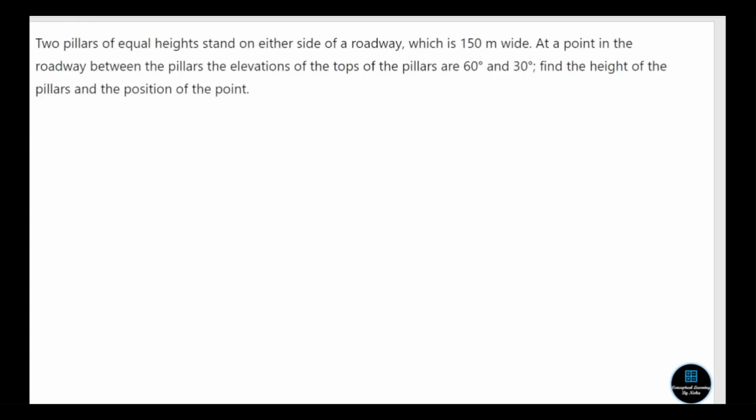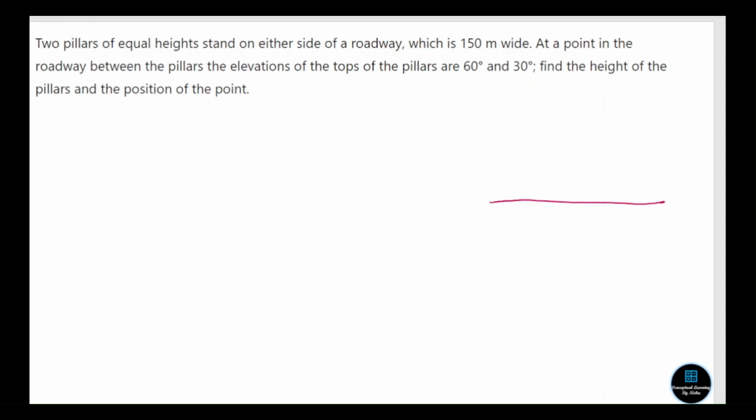Okay. So, two pillars of equal height stand on either side of the roadway. Alright. So, the roadway is there and two pillars of equal heights are given. As I said in previous part also, making the figure of this trigonometry application is very much important. If you make the figure correctly, then you will get the correct answers.